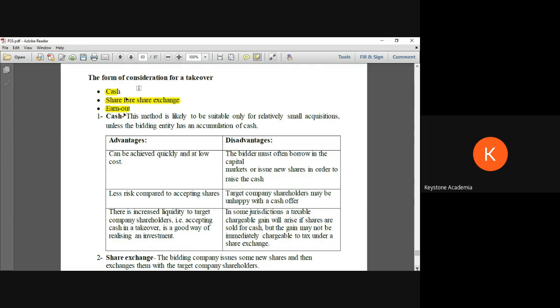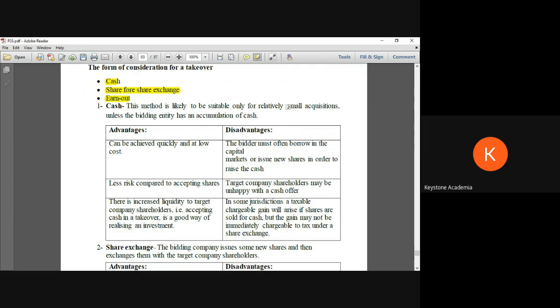Cash is suitable usually for what? It's very logical. Suitable for small acquisitions. Can we do millions and billions in cash? Very difficult, and even if we do, we cannot raise that much money. Then there is the amount of tax it will have on the target company shareholders. So what can be the advantage and disadvantage if you do it by cash? Achieve quickly. Less risk for whom? The target people. If they do a share exchange and the share price goes down tomorrow, they don't have any control. So less risky. Increased liquidity to target shareholders, or maybe we can get a cash discount as well.